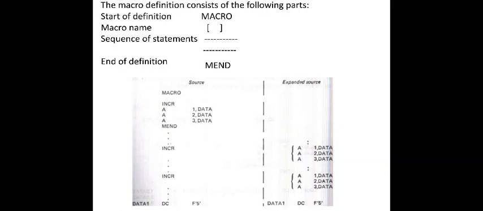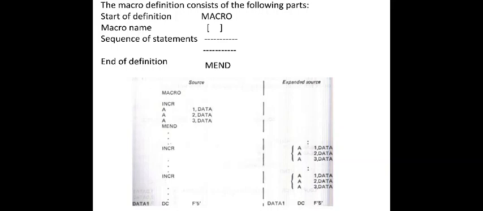Then we should have the macro name, which has been shown here in the square brackets. Next, you should have the sequence of statements. It may be 1, 2, or any number of statements. And a very important thing is you should specify the end of a macro. To specify the end of a macro definition, we use a keyword called MEND, where MEND stands for macro end.